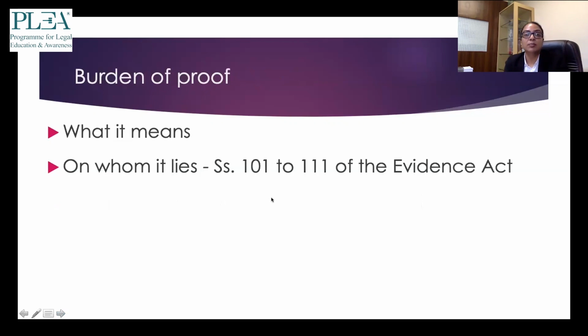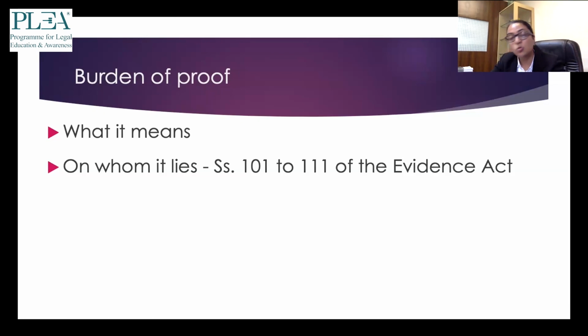Now, the next concept is the concept of burden of proof. So there are two aspects here as well. What does burden of proof mean, and on whom does burden of proof lie? Sections 101 to 111 of the Evidence Act are relevant in this regard. What do you mean when you say burden of proof? What we mean is who is required to prove a fact? On whom is the burden to prove this fact? That is what burden of proof is. And on whom does this burden of proof lie?